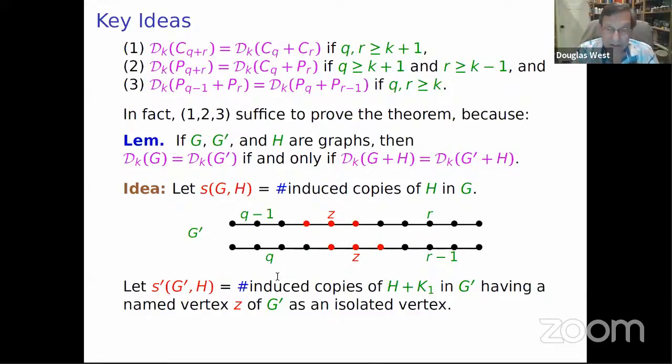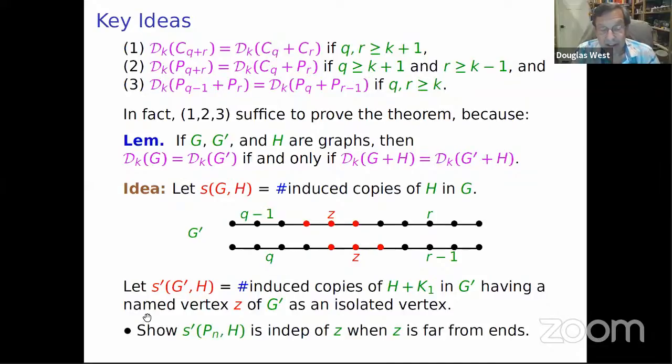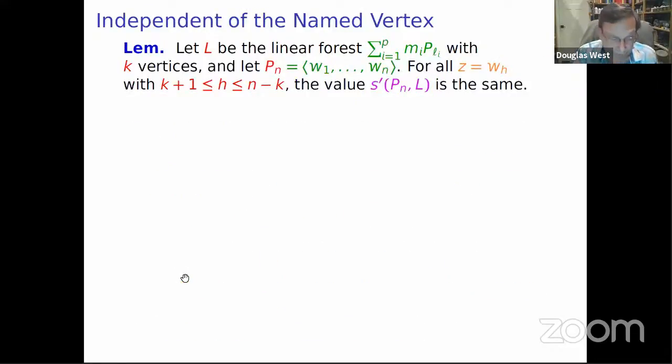So what we want to do is prove that this value, counting the copies of H plus K1, where the named vertex Z is the isolated vertex, is independent of which vertex we name for the isolated vertex, as long as Z is far enough away from the ends of the path. Okay.